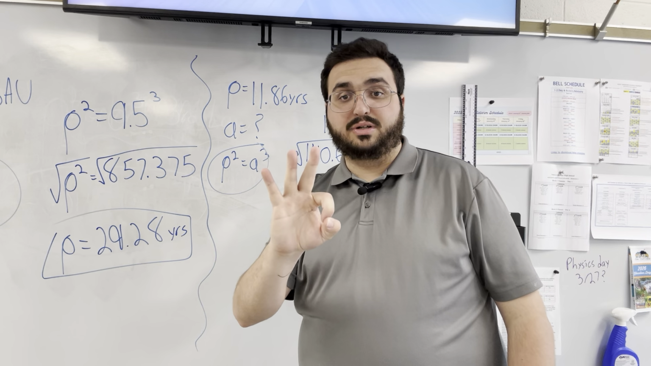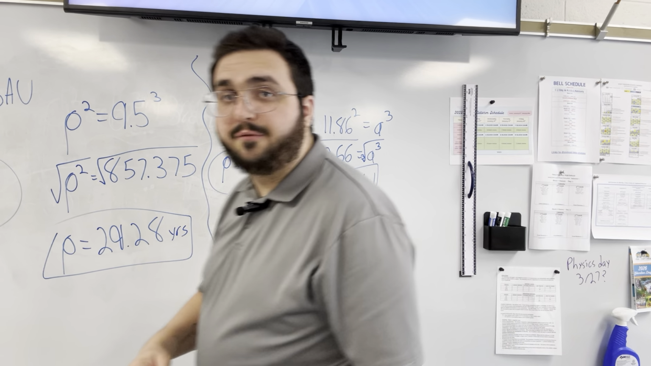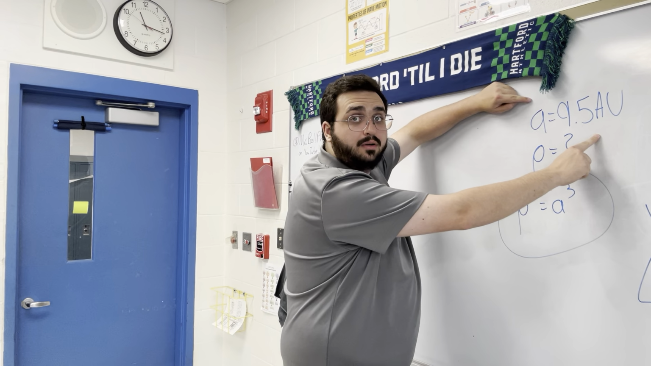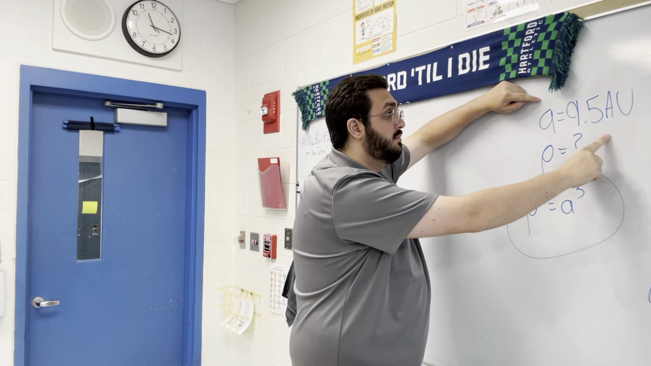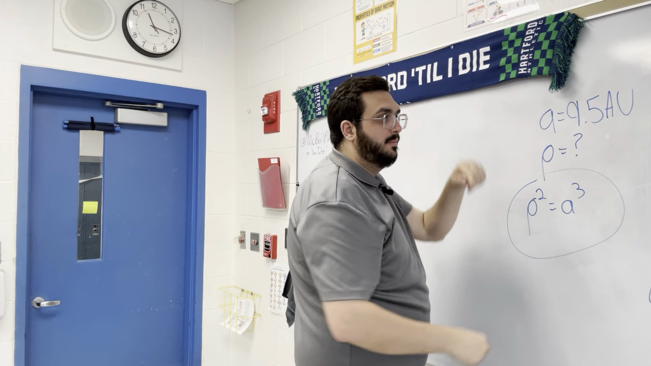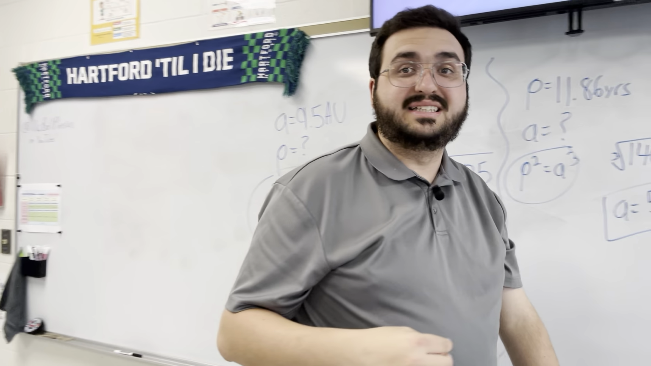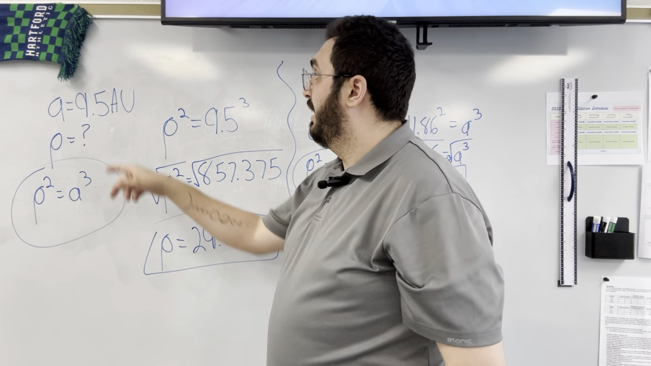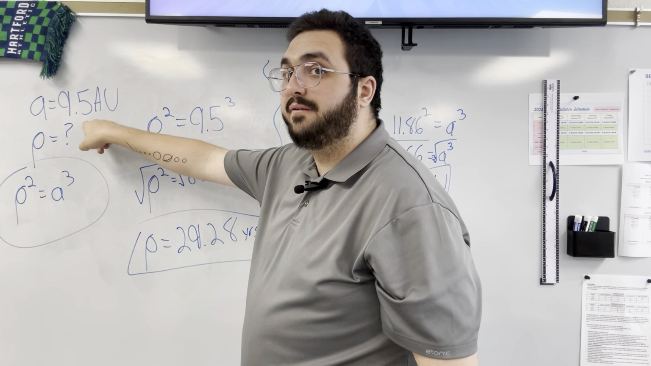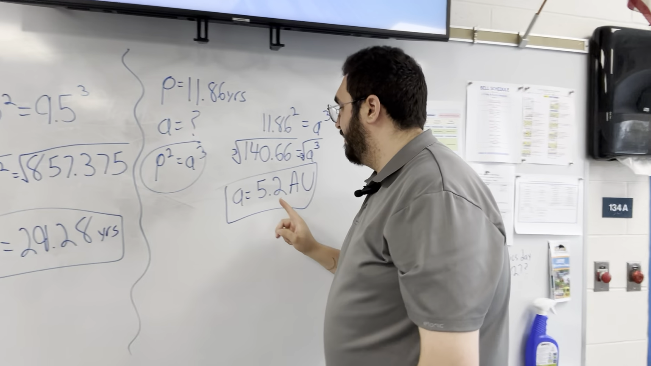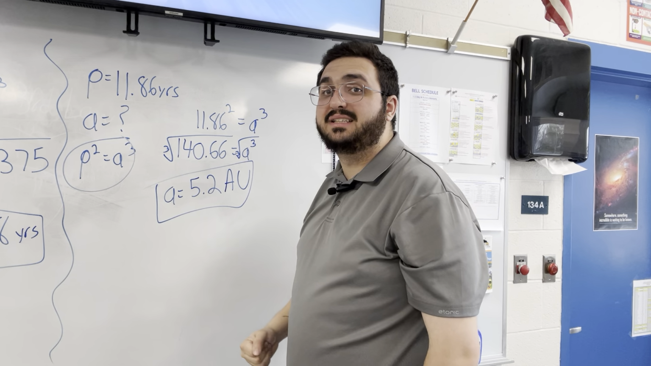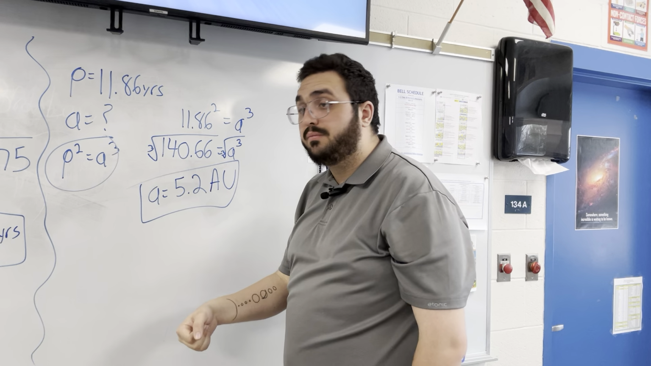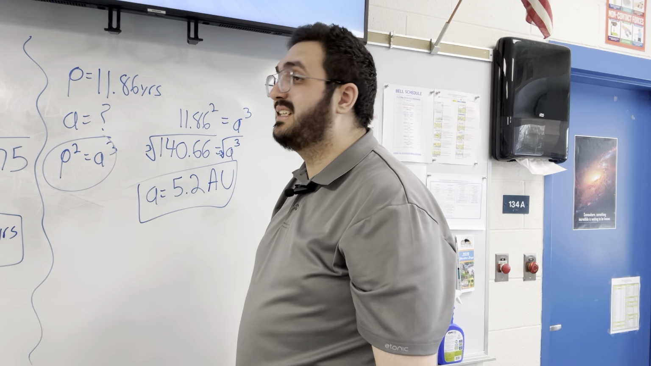A good way to make sure that that makes sense: I know for a fact that Saturn is at 9.5 AU. So I know that whatever number I get should be less than 9.5. Last time I checked, 5.2 is in fact less than 9.5. So therefore, my answer checks out and makes realistic sense.